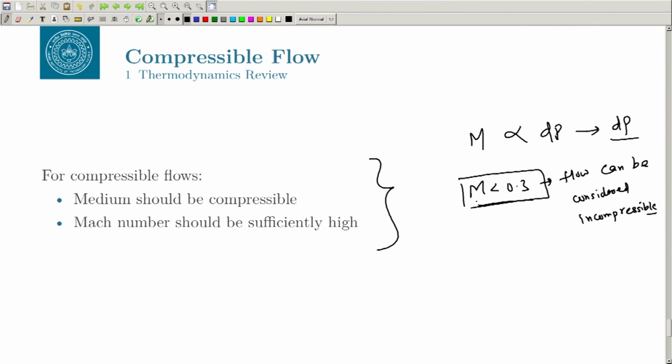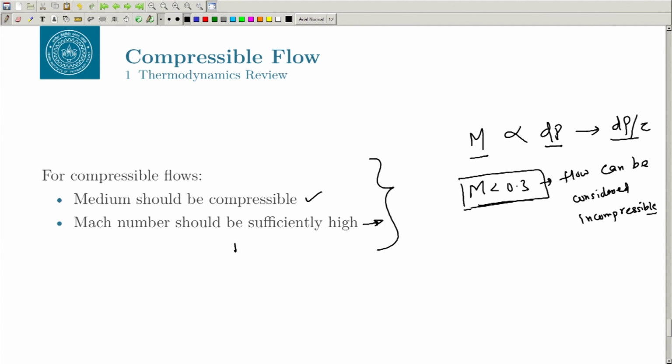Remember, there is no flow which is truly incompressible. So, we will get a relation when we go to the momentum conservation equation. We will get the Euler equation and find the relation between change in pressure and change in Mach number, and we know that the change in pressure is related to the change in density with a factor which is the compressibility. We will see that as the flow speed increases, as the Mach number increases, the flow becomes more and more compressible. So, for compressible flows there are two criteria: the medium should be compressible, which we meet when we go from liquid to air, but the Mach number should also be sufficiently high.